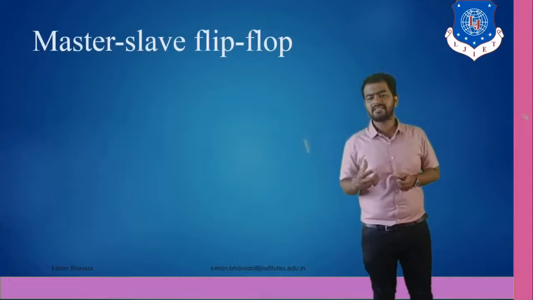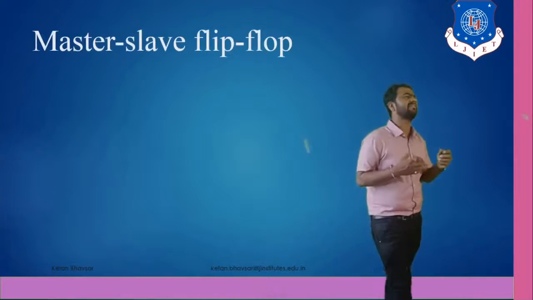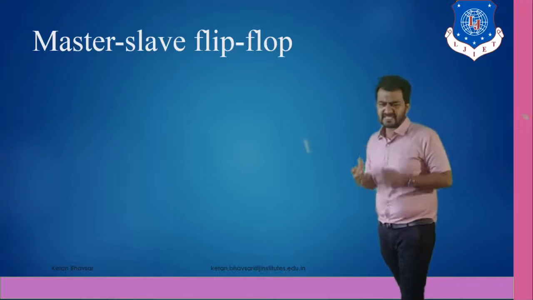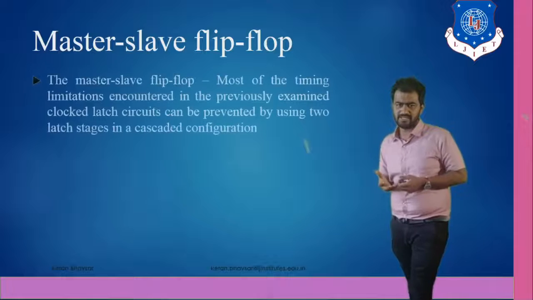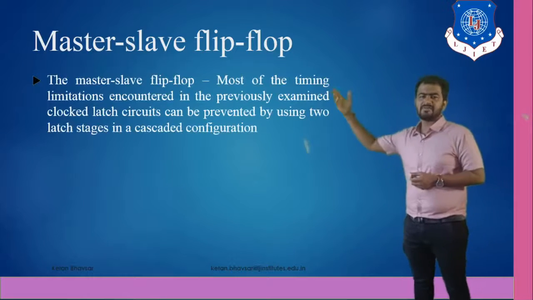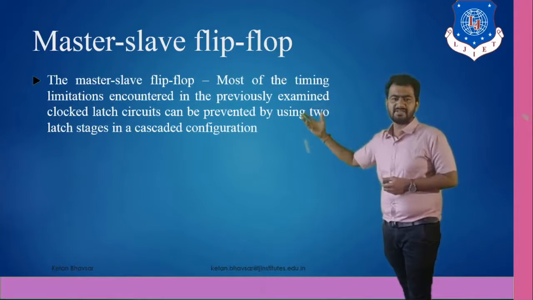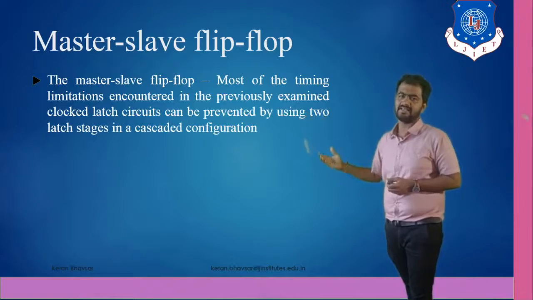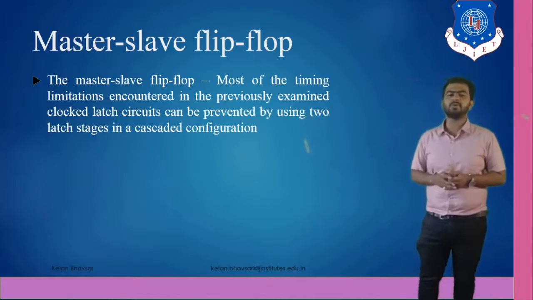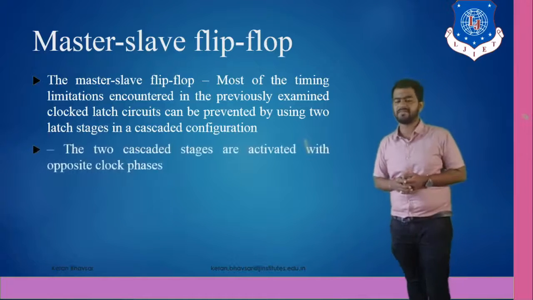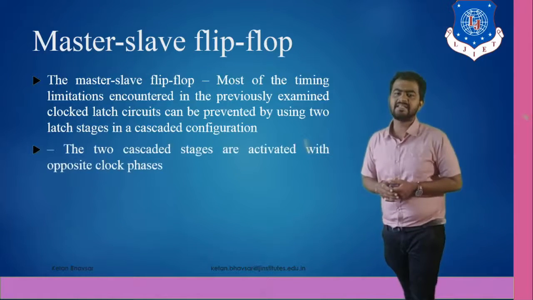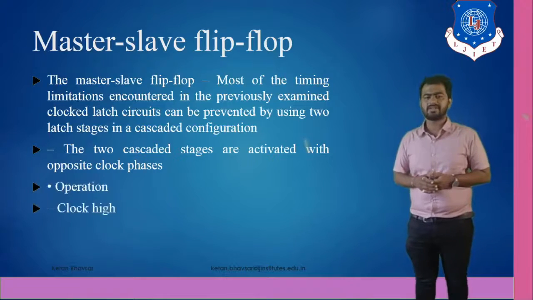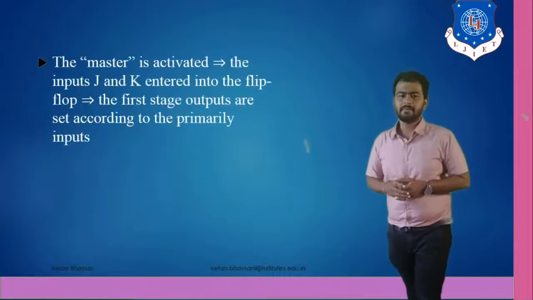Now we move on to the next topic, the master and slave, and when we talk about the master and slave based concept, then we discuss a specific JK flip-flop only. So in the master and slave flip-flop, most of the timing limitations encountered in the previous examination of the clock latch circuit can be overcome by using two latch stages in cascading configuration. The two cascading stages are activated with opposite clock pulses.